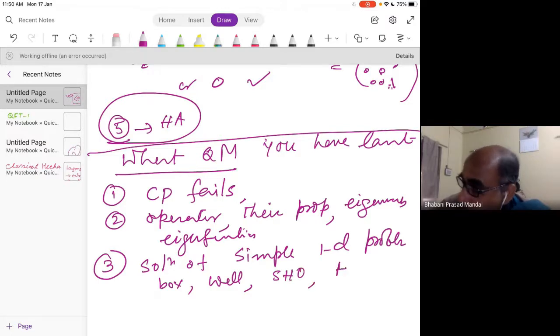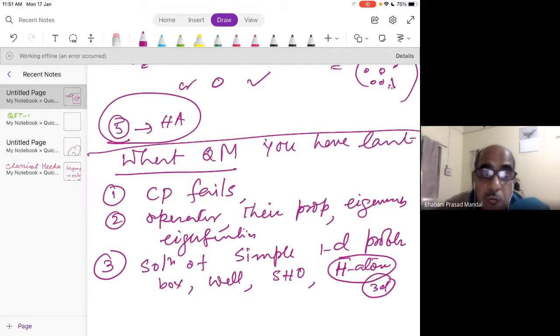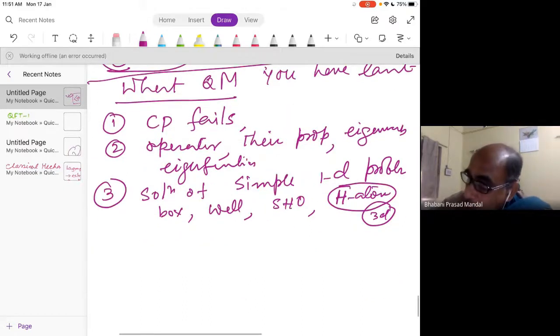And also I am assuming hydrogen atom. There are few students who have not done hydrogen atom, please do yourself, because when I teach you perturbation theory, we'll take lot of examples from hydrogen atom, harmonic oscillator, etc. So hydrogen atom knowledge is needed, at least how to find eigenvalues and eigenfunctions of hydrogen atom. This is of course a 3D problem, not a simple 1D problem like box, well, harmonic oscillator. I expect you to learn the 3D problem of hydrogen atom. So basically you need the eigenvalues and eigenfunctions, how to calculate this.